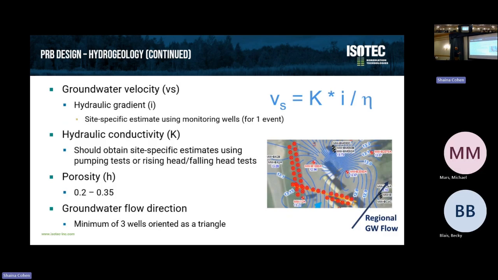Your hydraulic gradient, we want to get that from site-specific measurements. We want to have a minimum of 3 wells in a triangle, so we can try to get groundwater flow direction. But even still, groundwater flow direction can be quite squirrely on sites. See here, this site where we're looking to design a PRB, regional groundwater flow was to the top right of the screen, except you can see, look at our groundwater elevation contours here. There are various reasons for that, and I'll show that on the next slide. But when trying to estimate our seepage velocity, these things matter.